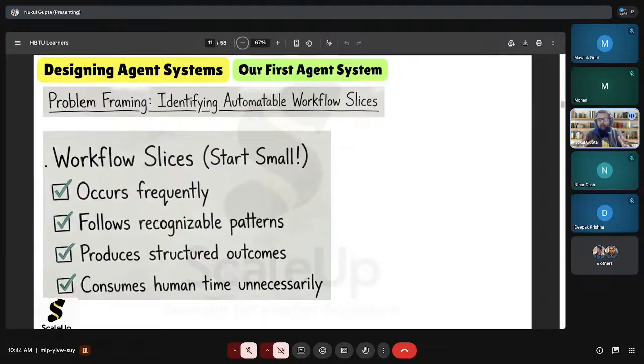In our workplace, wherever a repetitive task is being performed by humans, we can replace it with agents. A task or workflow which occurs frequently and follows a recognizable pattern, like a routine thing. It's not like every time we have to do something new. New creativity is not involved, and it produces structured outcomes, and that can very easily be automated. Agents can perform that. So that's the idea.